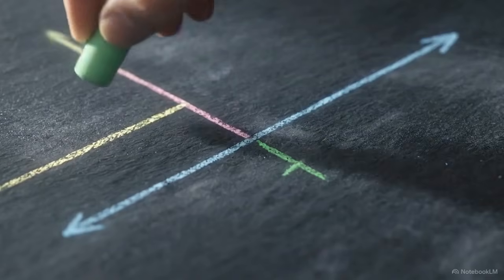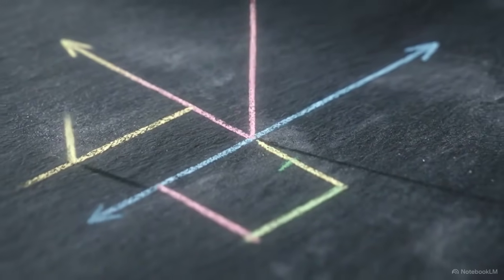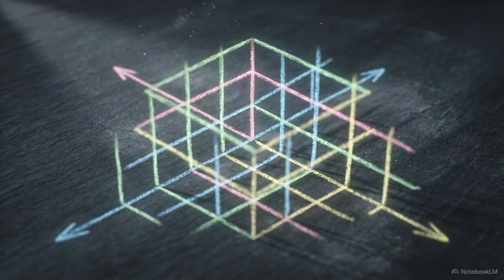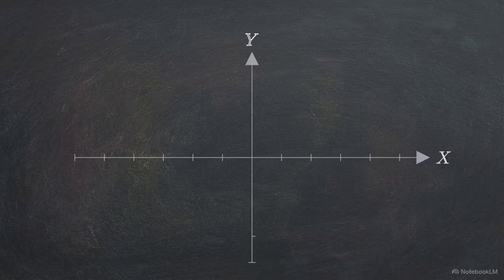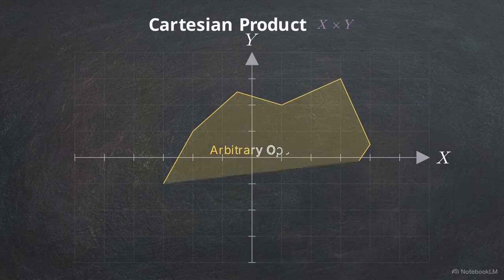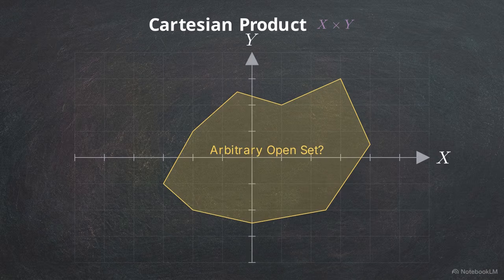Point set topology provides a rigorous framework for defining spaces based entirely on their collections of open sets. When we take two finite topological spaces, X and Y, and combine them into a Cartesian product, we need a reliable way to define the open sets of this new combined space. This diagram illustrates the standard method.